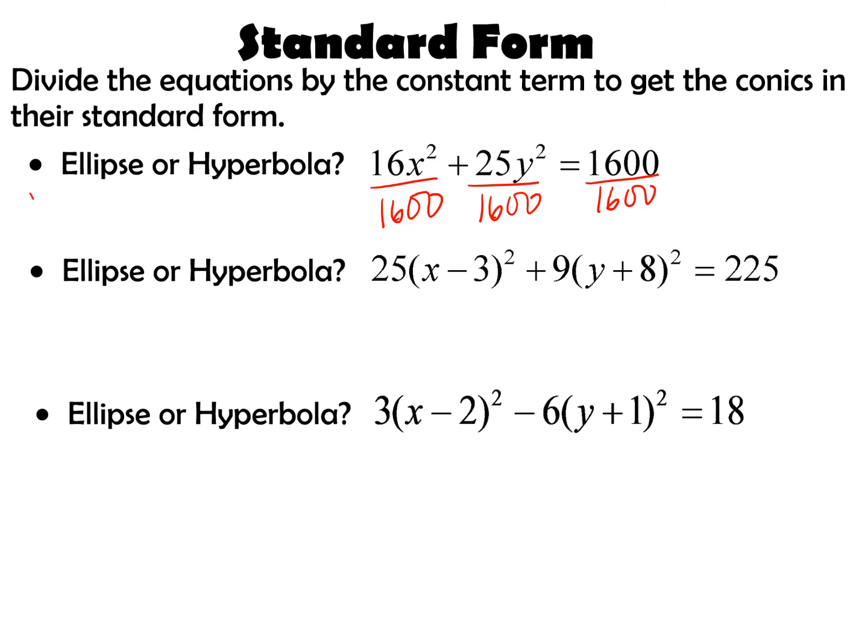So that becomes x squared over 100. And then if we simplify the next one, 25 over 1600 would give us 1/64. And then that would equal 1. And then we're supposed to decide, is this an ellipse or a hyperbola? And we know the answer to that. We see there is a plus sign in the equation, so this is going to be an ellipse.